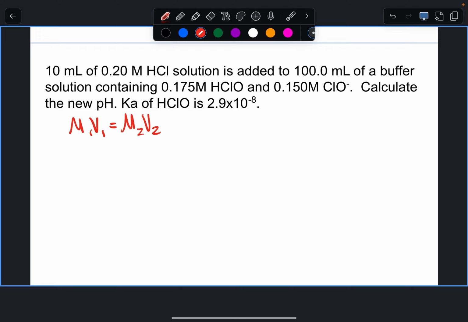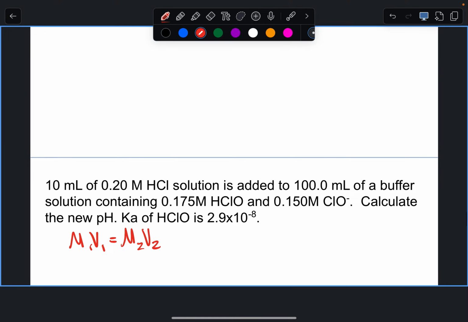If you have a 1 molar solution and a liter of it, and then you add another liter of something, that now becomes a half a molar because it's moles over liters. So it gets diluted and changes the molarity. So when you're adding two volumes, you're going to have to do this equation.